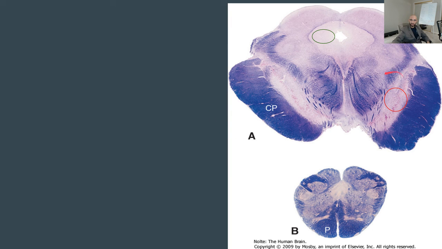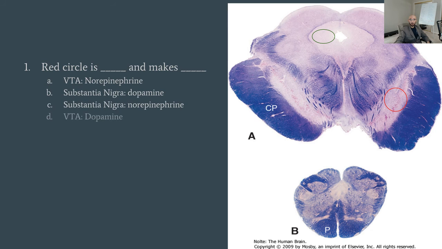We said that this is a substantia nigra. This is a substantia nigra. Okay? So I'll give that to you. You give me what it makes. I want to know what the substantia nigra makes. Good. Okay. Good. So we're mainly in agreement. This is a substantia nigra and it makes dopamine.